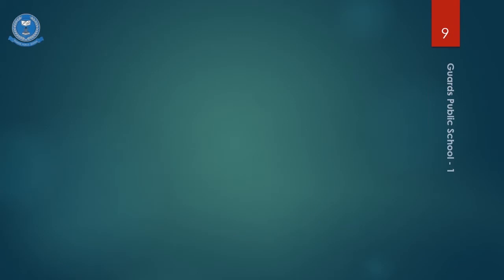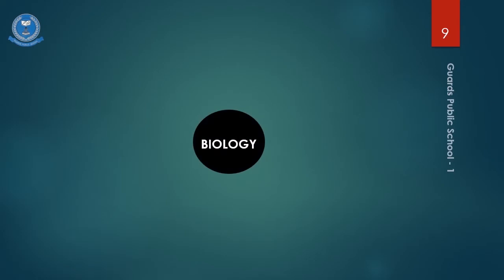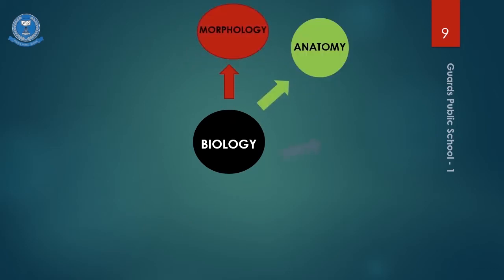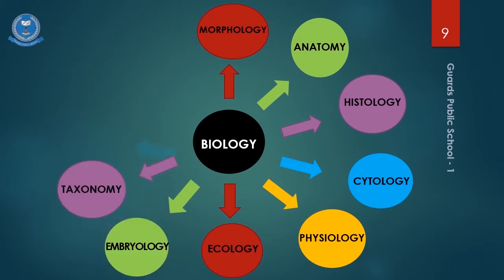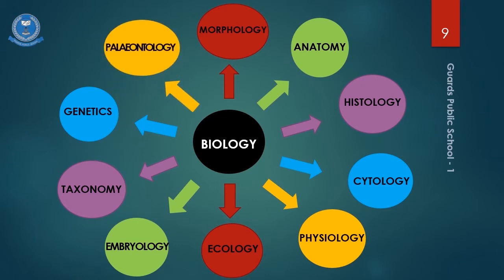Extensive research during the 20th century has led to the division of biology into a large number of specialized branches. Some of the important branches of biology which are common to botany and zoology are morphology, anatomy, histology, cytology, physiology, ecology, embryology, taxonomy, genetics, paleontology, and biotechnology. Now students, we will discuss all these branches separately.